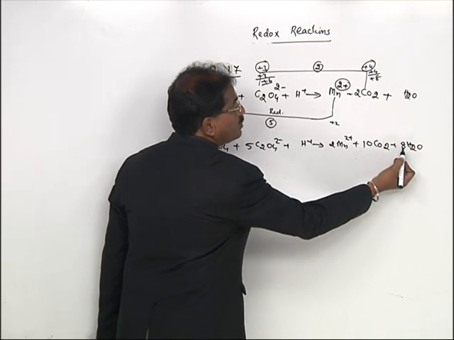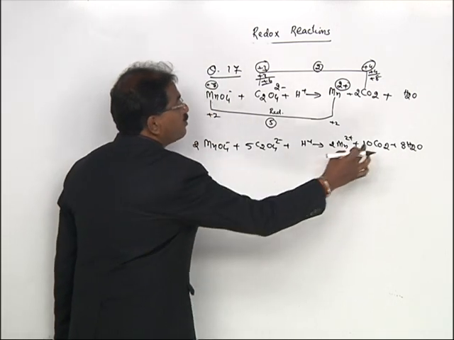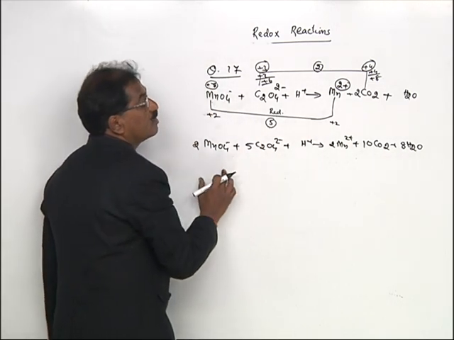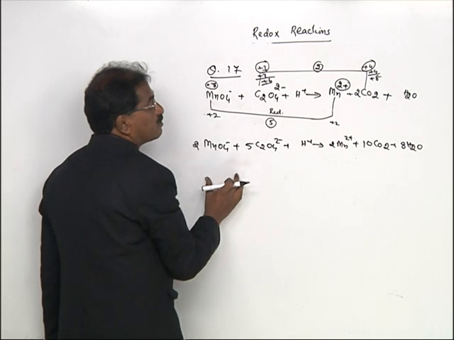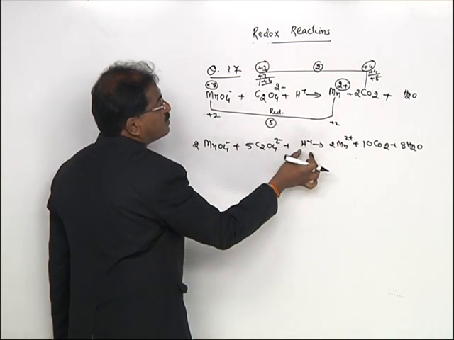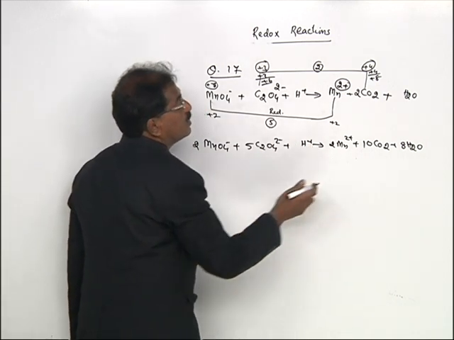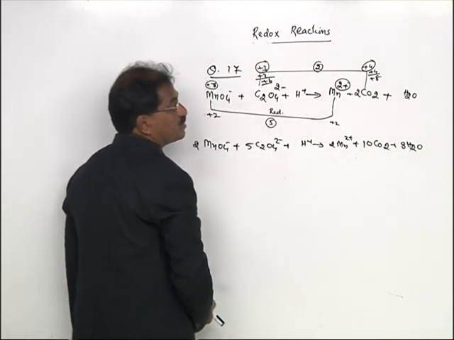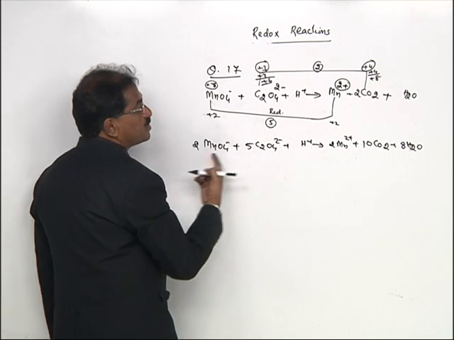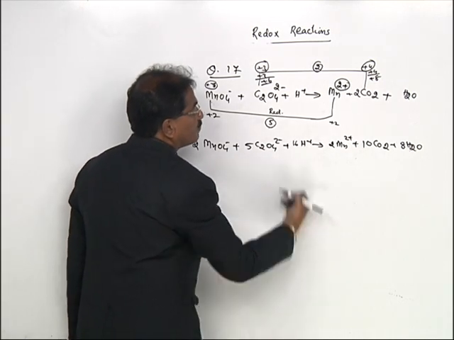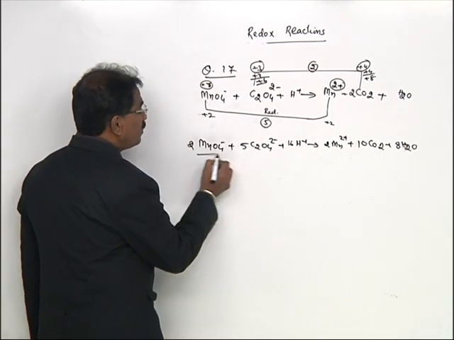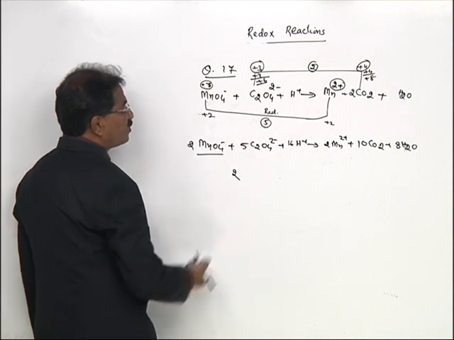When water molecules are added, definitely the hydrogen atoms will change. Therefore, now adjust the hydrogen atoms. If the reaction is taking place in acidic medium, for each hydrogen atom, you add 1 H plus. Here now you see 16 hydrogen atoms are present. Therefore, this side we need 16. Therefore, put 16 here. Now for MnO4 minus, the stoichiometric coefficient is 2.